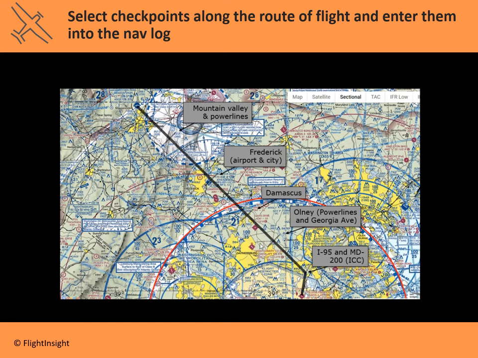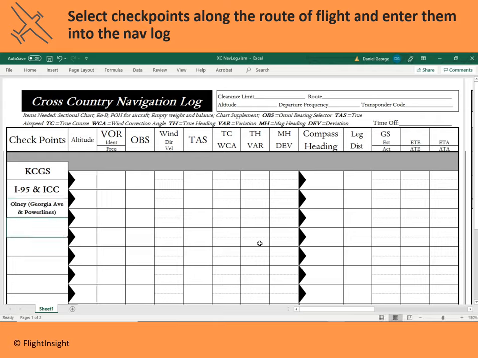All right, and then we'll put Damascus, Frederick, and the Mountain Valley in as the rest of the waypoints. Damascus, Frederick, and then if we want to call out the airport, we can put FDK as well. And then that Mountain Valley and power lines. These are the Catoctin Mountains, by the way. And then from there, it's straight on to our destination of Hagerstown. So we've got the checkpoints in. We've got our beginning and ending airports, and then we've got all the intermediate waypoints.